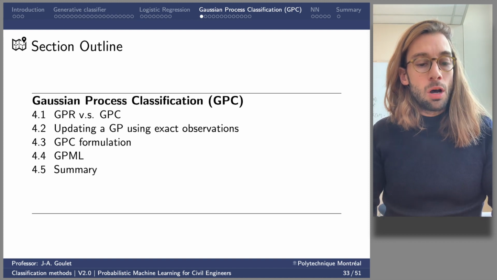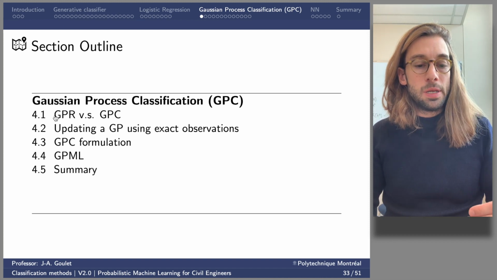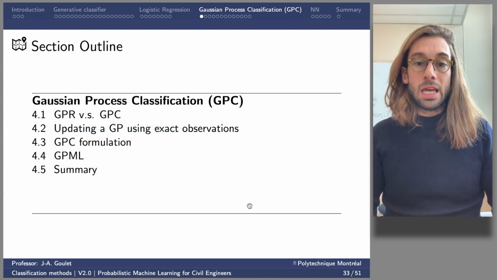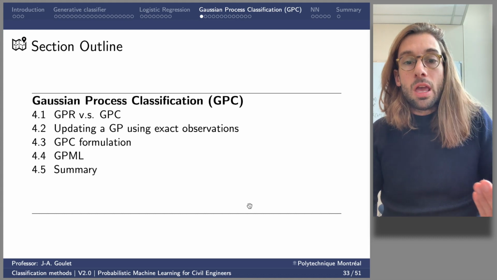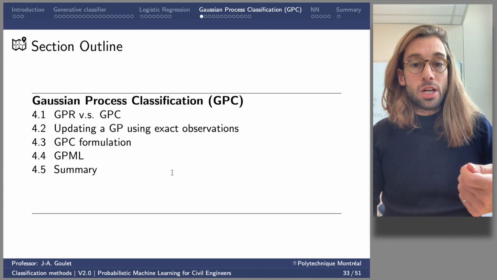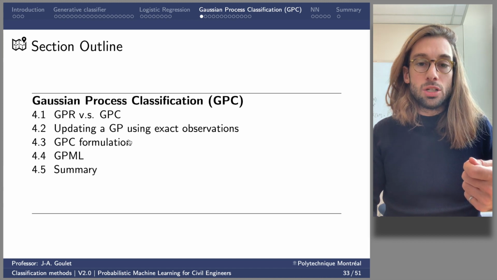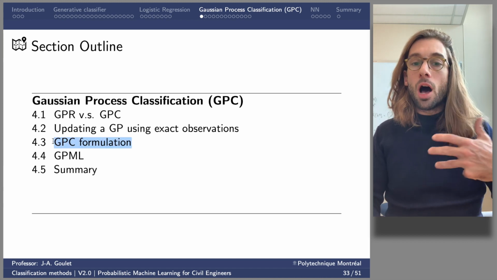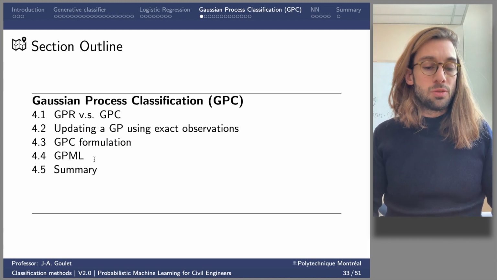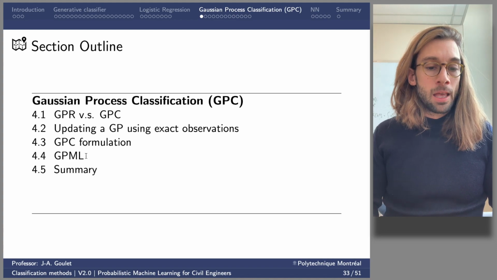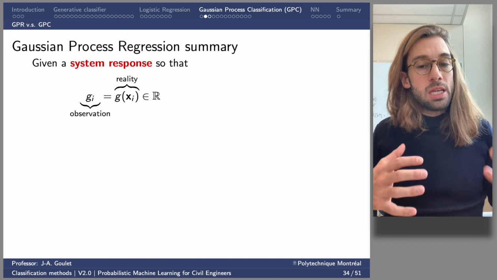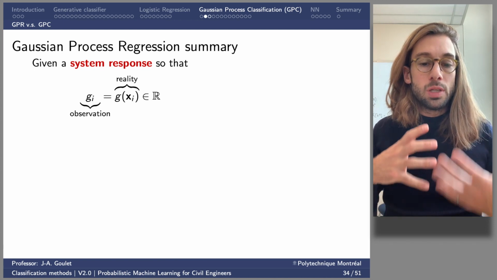Okay, so we're going to compare GPR and GPC. Then we're going to see how we can update a Gaussian process using exact observation, and how we can modify these exact observations not for the regression context, but for the classification context. Then we're going to see how all of this can be used in an existing package, such as GPML, Gaussian process for machine learning. Okay, so before going with Gaussian process classification, let's make a quick recap of what we saw before, the Gaussian process regression.